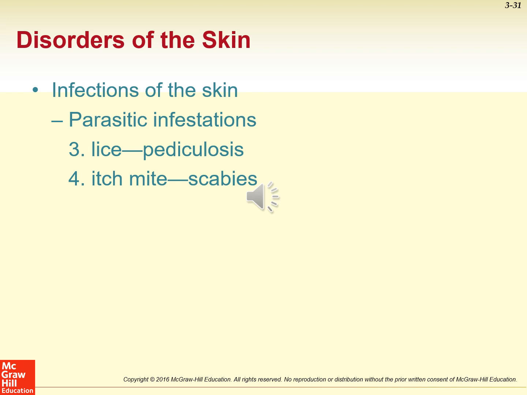Define itch mite. An itch mite is a parasite that lays eggs under the skin. An infestation in which the itch mite produces scabies. A symptom of scabies is an intense itching rash, most commonly noted between the fingers.